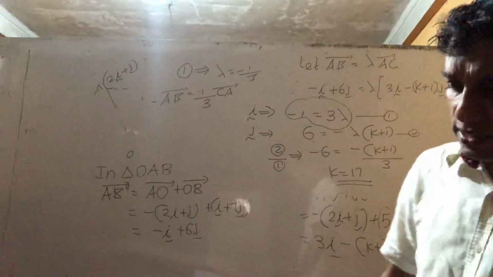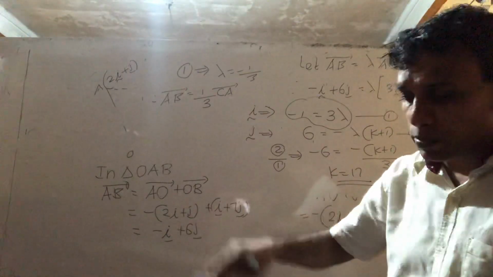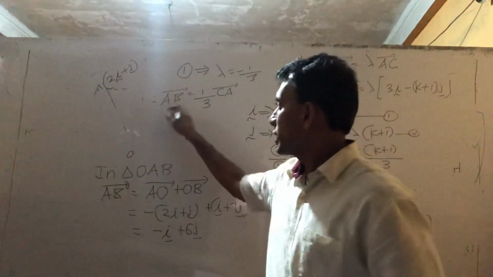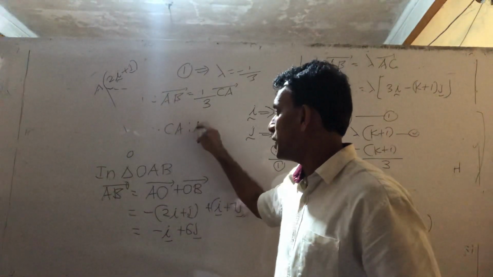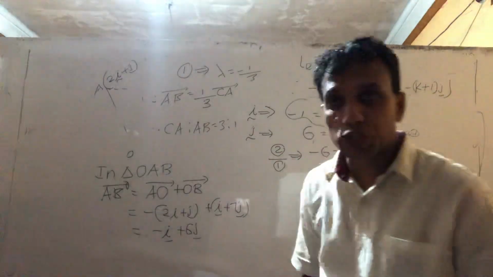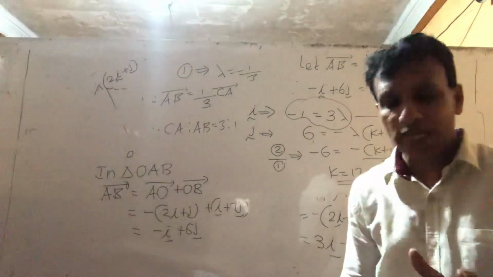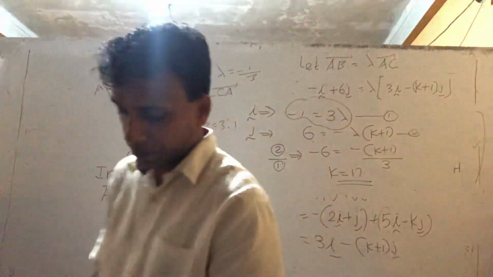This answer they ask CA is to AB, therefore CA is to AB is 3:1. Check that. Therefore CA is to AB 3:1, right? A simple, well-balanced question for a structure type. This is the answer for that.